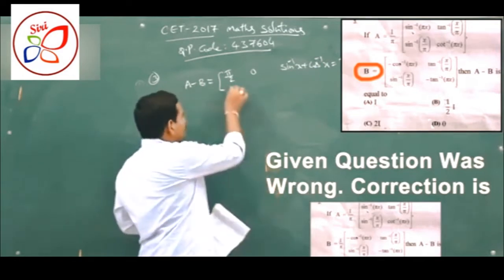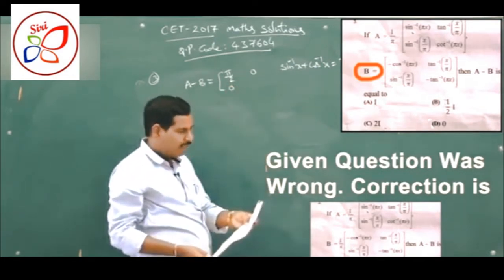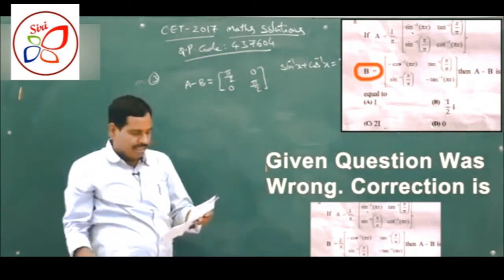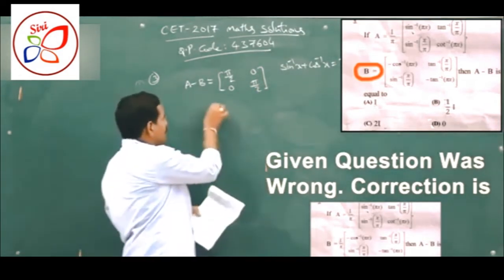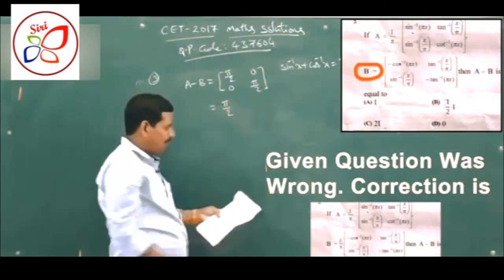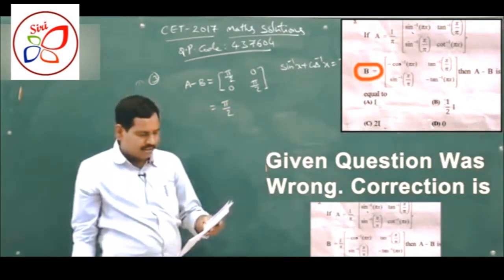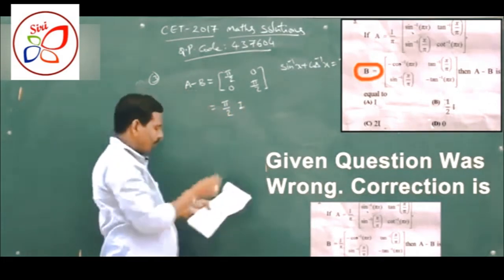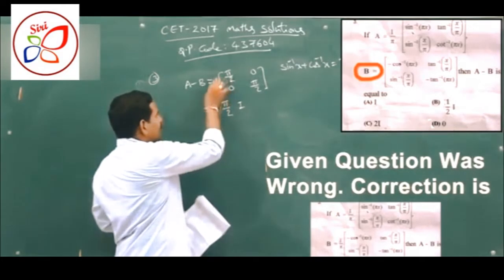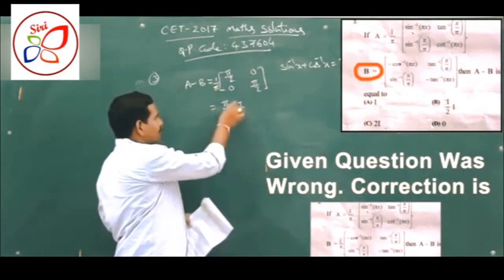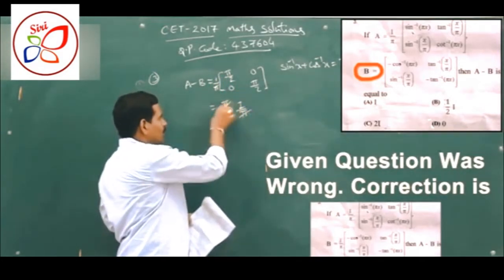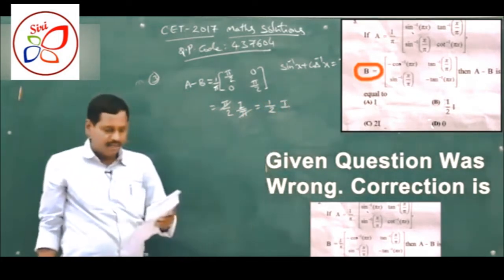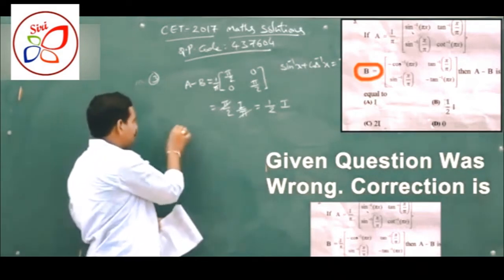Third also both are same, 0. And the fourth element pi by 2. So taking pi by 2 common, remaining value is I. But A value 1 by pi given, so here 1 by pi will come. So here both pi cancel, answer is half of identity matrix, half of I. So option is B.